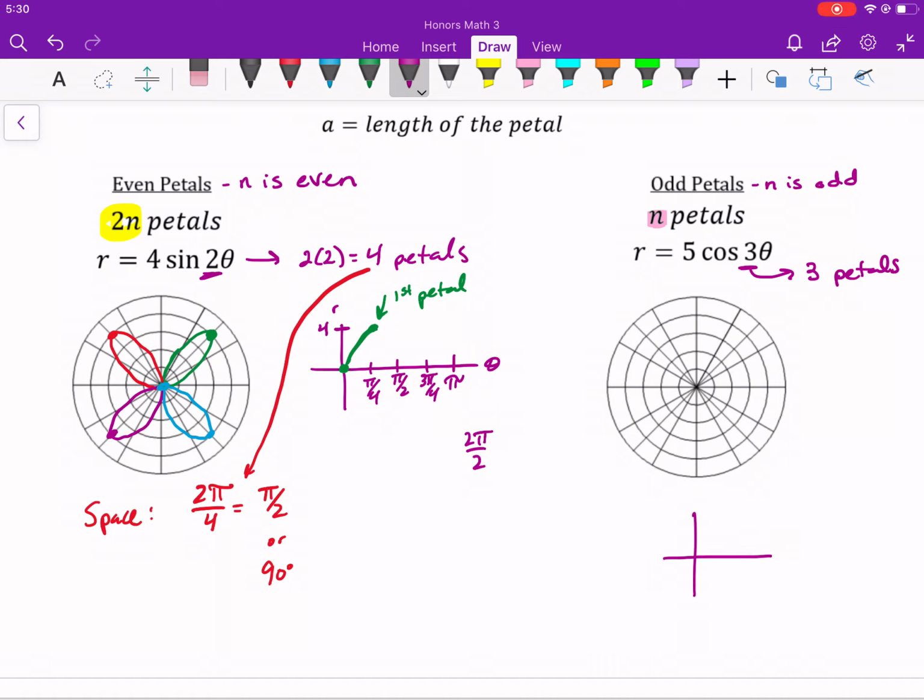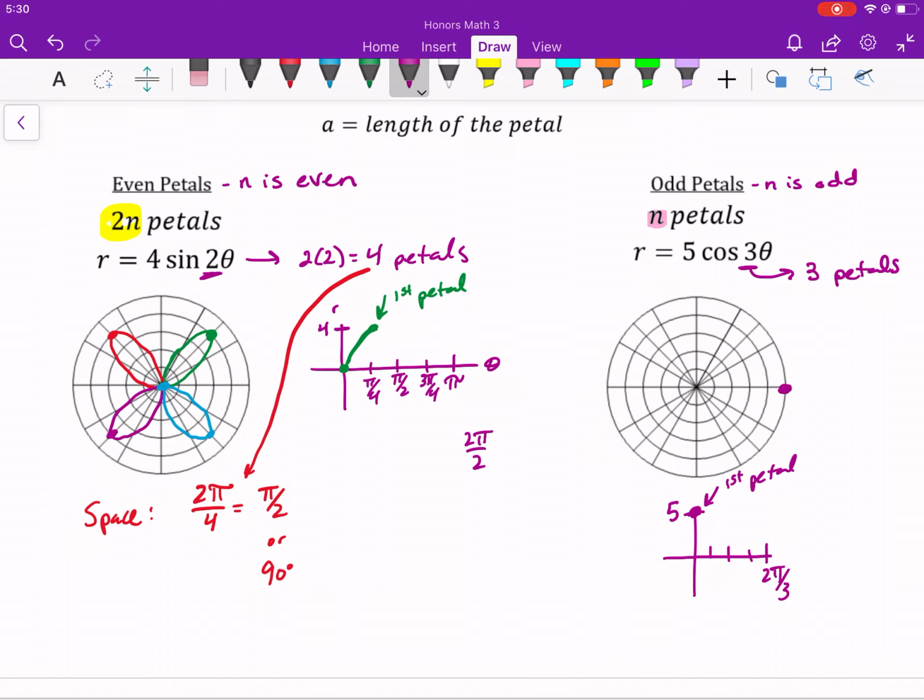You can use a reference graph. We just need to figure out where our first maximum is. Here's the cool thing about cosine. The maximum is always going to be at 0. So yeah, I could figure out that this is 2 pi thirds and split it all up, but I'm just looking to figure out where my first petal is. And it's going to be at 0. So I'm going to go out 5, 0.